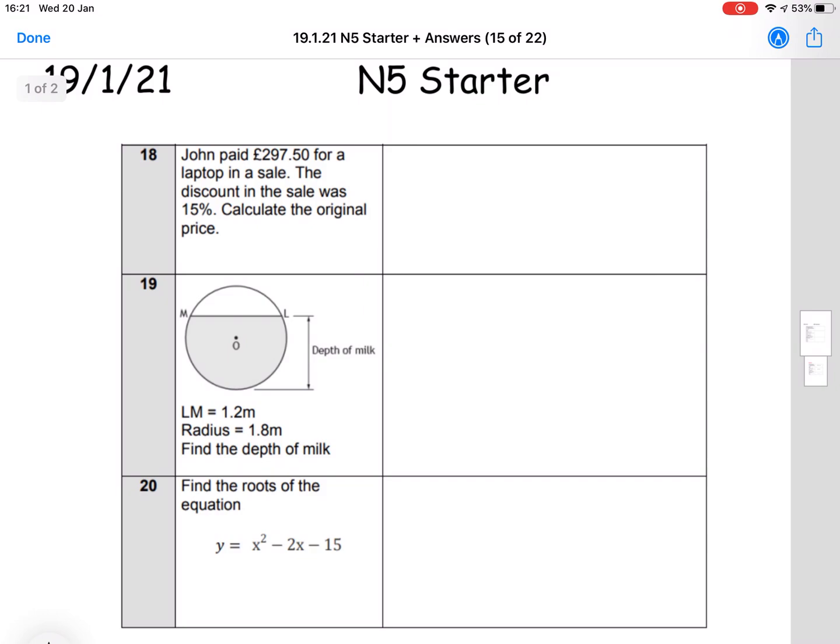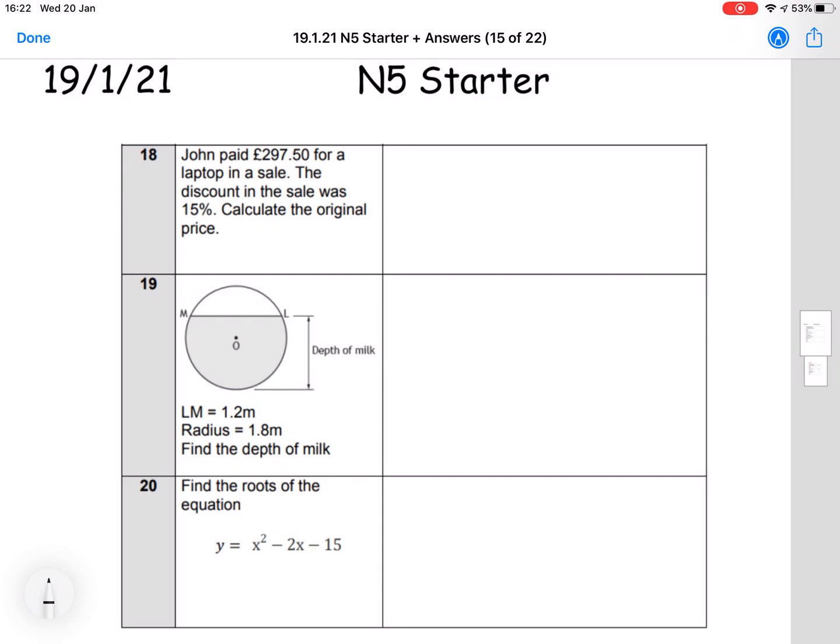So question 18, we have John paid £297.50 for a laptop in a sale. The discount in the sale was 15%. Calculate the original price. So here we have a percentages question, and what we're being told is that the price that this person paid for the laptop was already a discounted price, so 15% discount has already been applied. So we're trying to work out what the full price was before the discount.